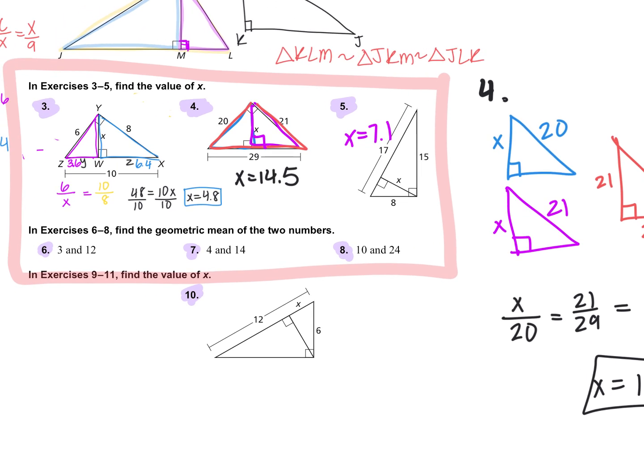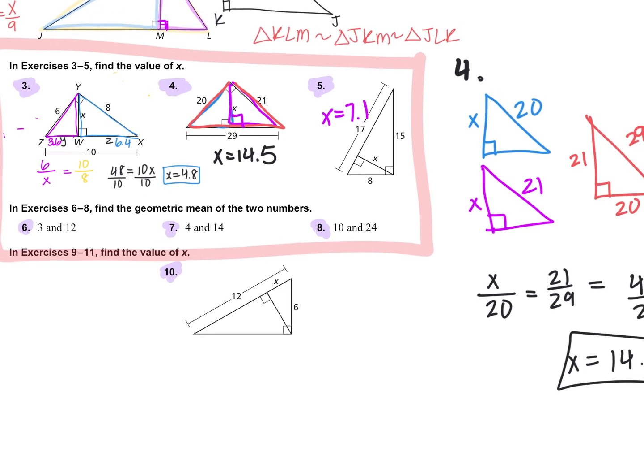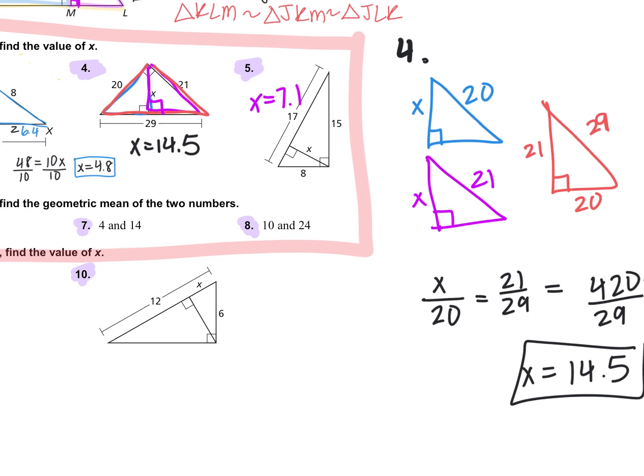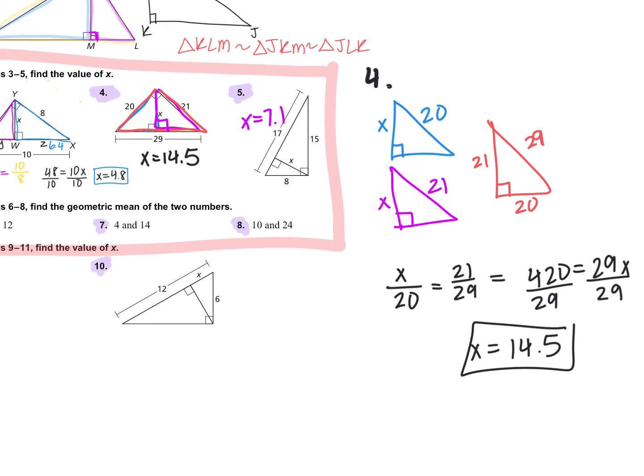So go ahead and try number 5. It's right here. It would be 20 over x equals. All right, I'm going to go ahead and do the geometric mean question. Try number 5 by yourself, whichever method you want, and then if you have questions, just ask.